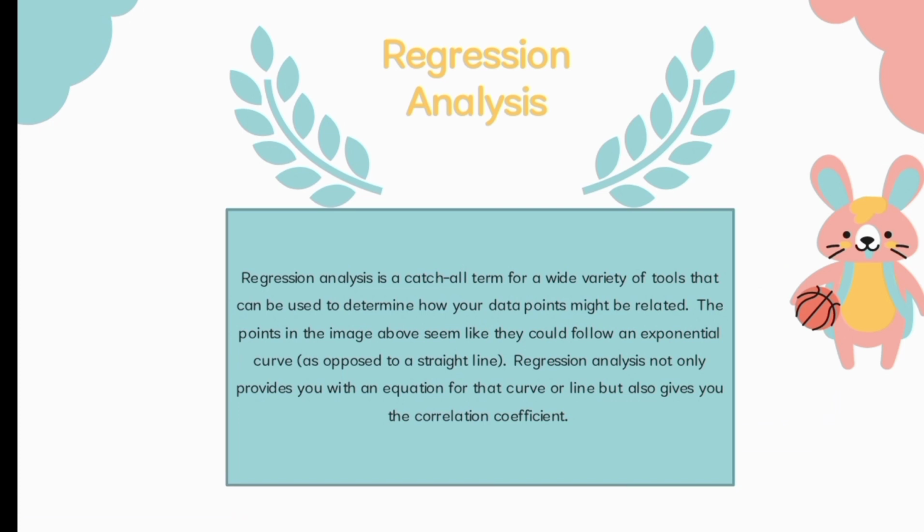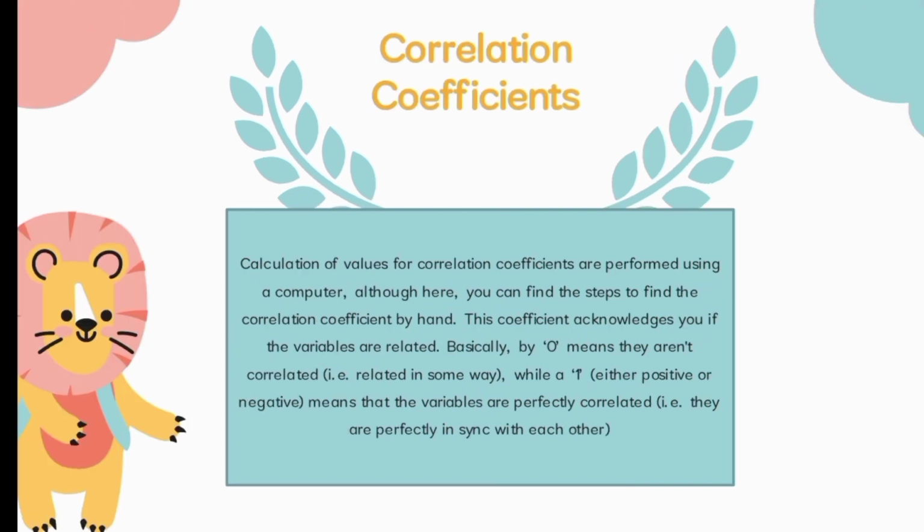Next is regression analysis. Regression analysis is a catch-all term for a wide variety of tools that can be used to determine how your data points may be related. The points in the image above seem like they should follow an exponential curve as opposed to a straight line. Regression analysis not only provides you with an equation for the curve or line, but also gives you the correlation coefficient. And the last is correlation coefficient.